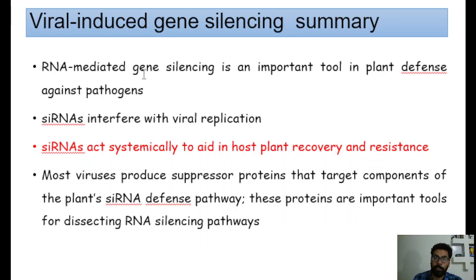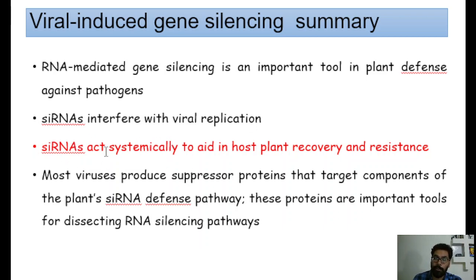So in summary, this is an RNA-mediated gene silencing tool. It is basically derived, we have taken cues from the plant defense to devise this strategy. Here siRNA will interfere with the viral replication, therefore silencing our targeted gene.